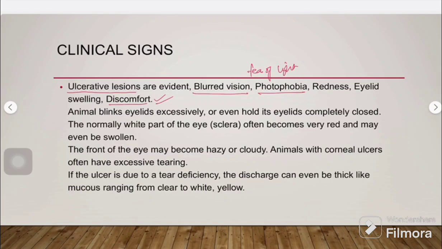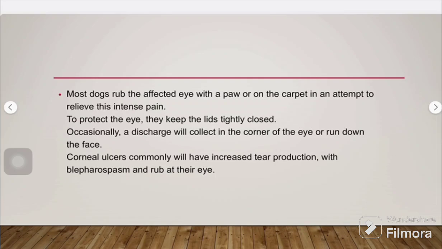Or you can see the sclera becomes very red and swollen. The front of the eye becomes hazy or cloudy, and you can see excessive tear production. Or in case of tear deficiency, we can see the discharge become thick and mucoid, ranging from clear to white or yellow in color.